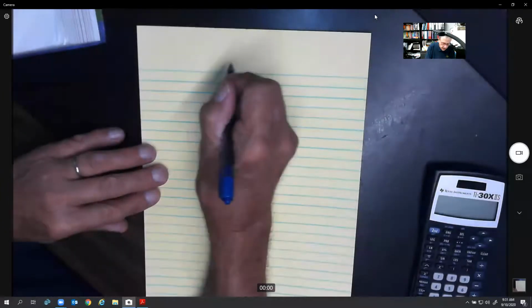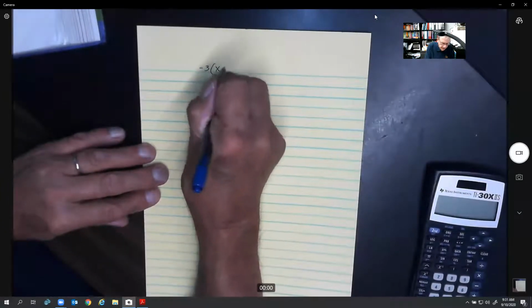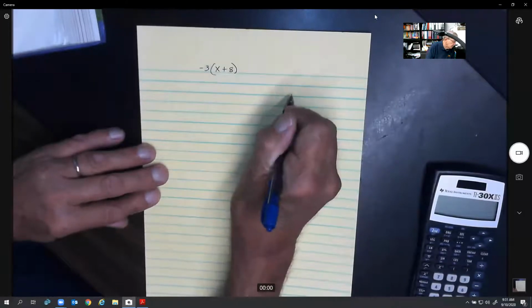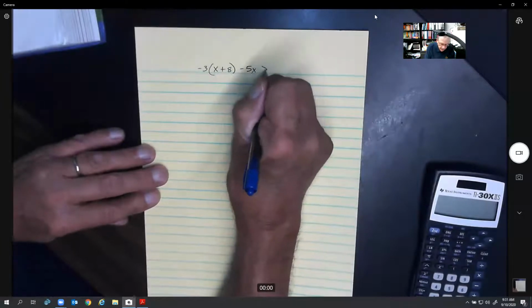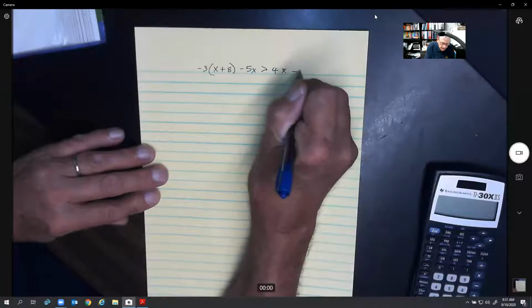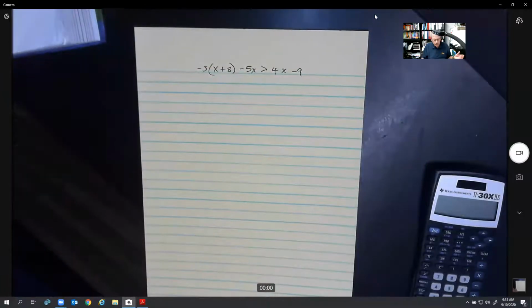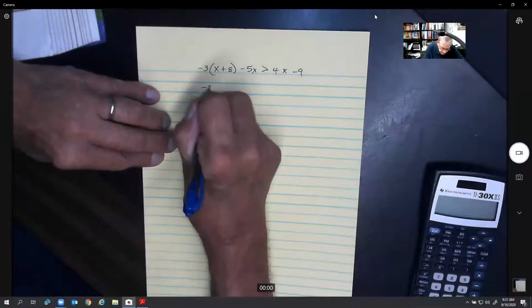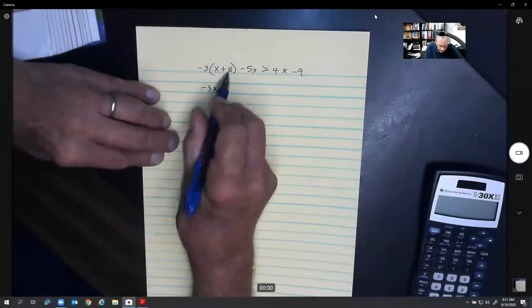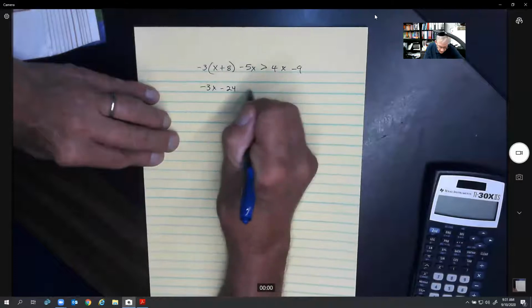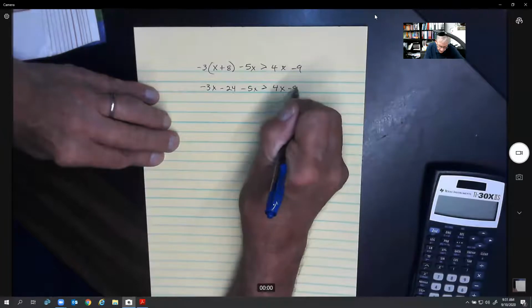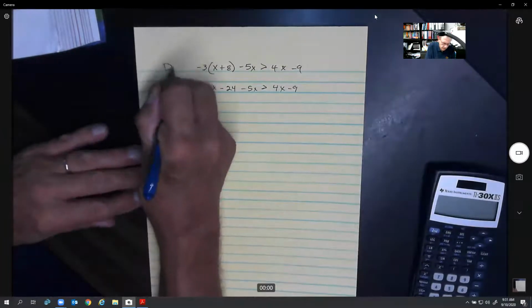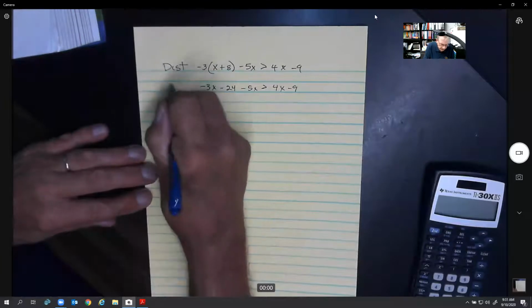Okay, here's one. Negative 3 quantity x plus 8 minus 5x is greater than 4x minus 9. So first thing we're going to do is distribute. And a negative times a positive is a negative, minus the 5x, less than 4x minus 9. We're going to combine like terms.